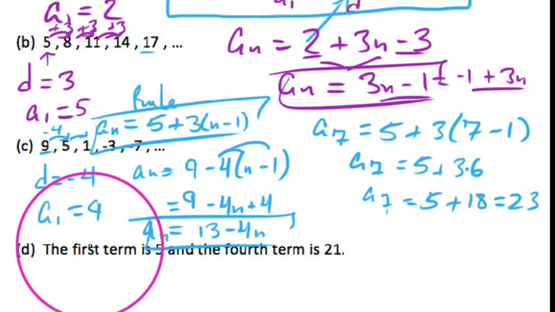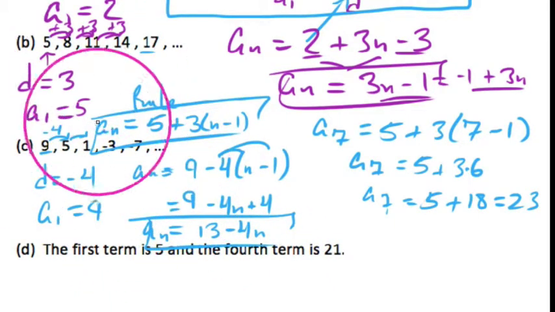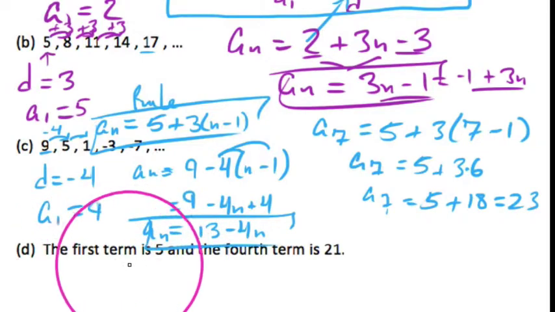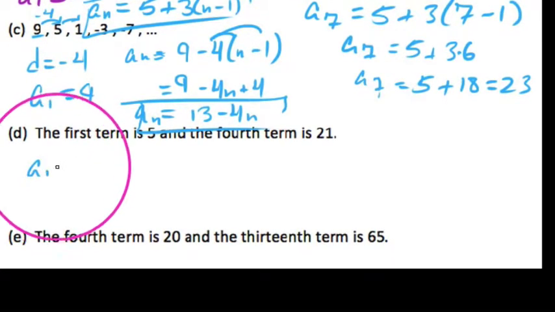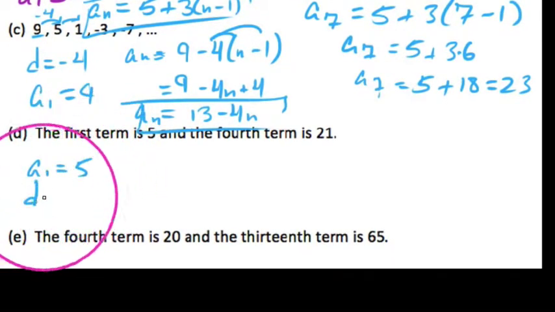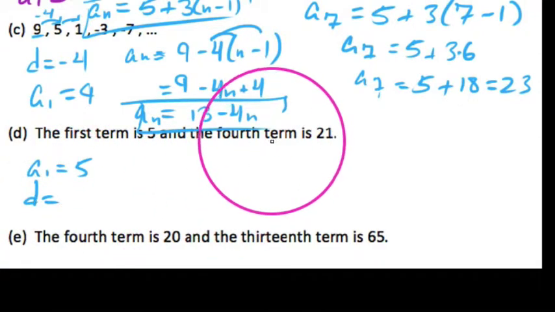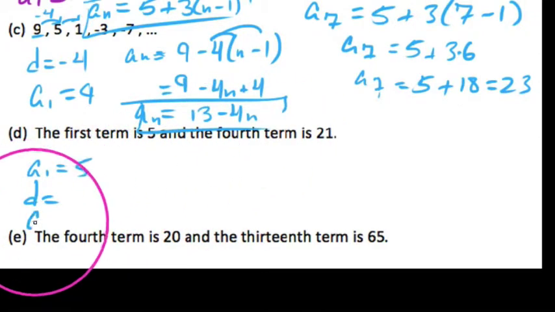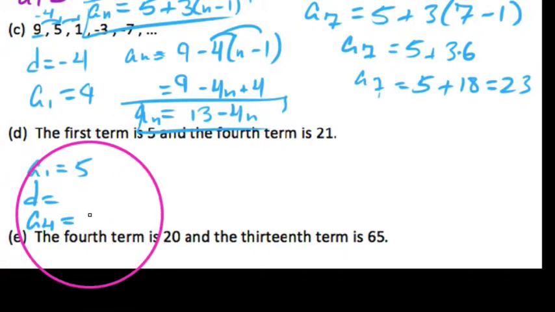Now, what gets a little bit trickier is when you don't have the list of numbers and you got to write it out. And it says something like this. The first term is 5. I'm going to write this down. We say first term is 5. What's our common difference? It says the fourth term is 21. Okay, so that's interesting. I'm going to write this down also. We say the fourth term is 21.